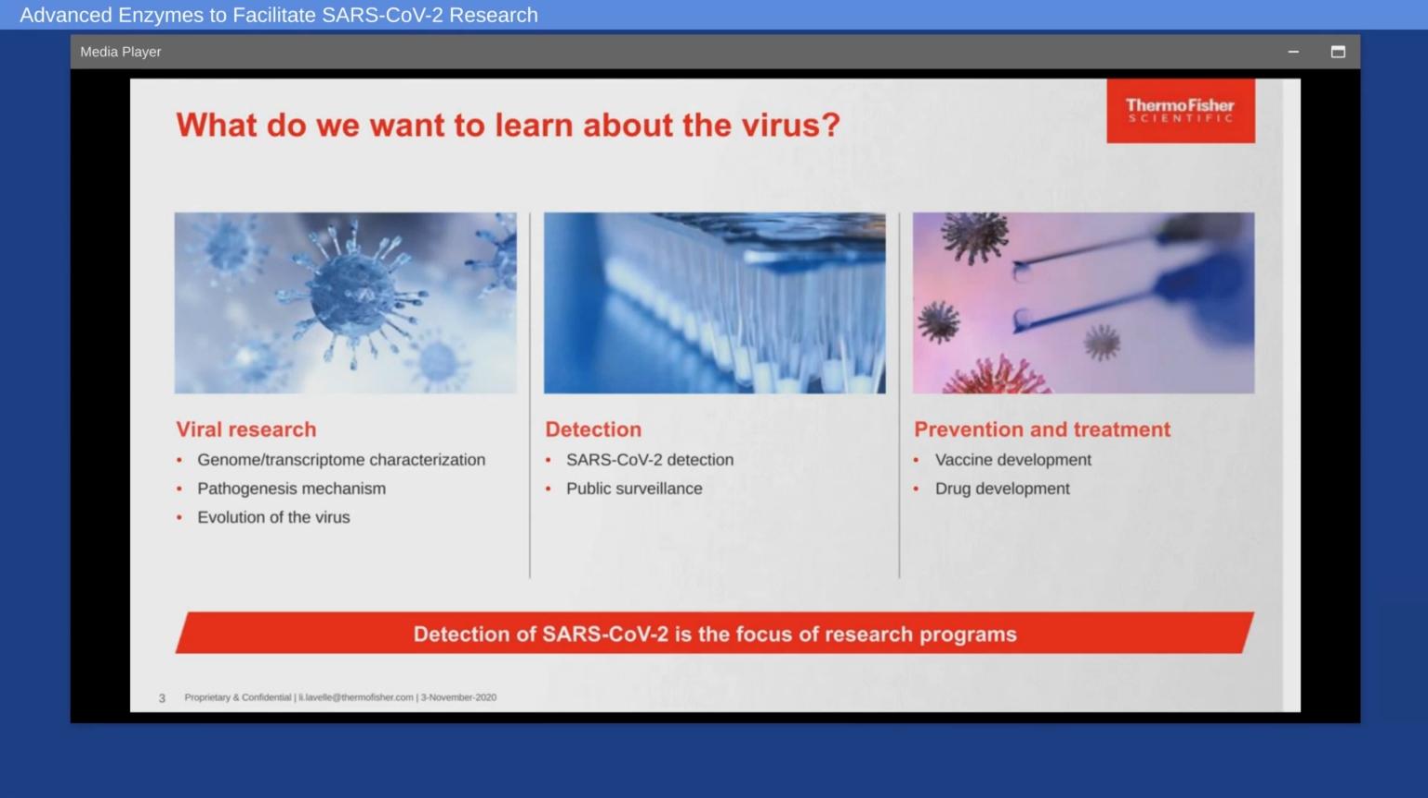Due to the COVID pandemic, a broad range of interests have been triggered in understanding the mechanism of the virus and identifying solutions to address this global crisis. A lot of effort goes into viral research, virus detection, prevention, and treatment. For viral research, there are studies focusing on genome and transcriptome characterization, pathogenesis mechanism, virus evolution, and other aspects. The detection of SARS-CoV-2 has become the focus of research programs. There are also a number of initiatives aiming for vaccine and antiviral therapeutic development.